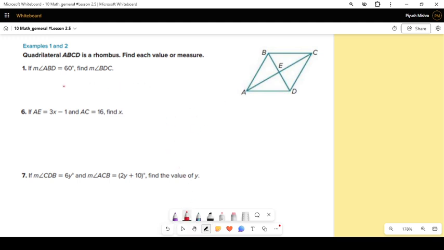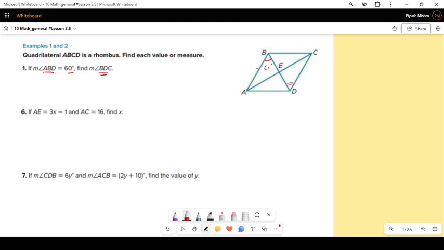Okay, let's start here. It is telling angle ABD is 60 degrees. So you can see this is angle A, this is B, this is D. So this is 60 degrees. I am writing here 60. I have to find this angle BDC. So B is here, D is here, C is here. So I have to find this one angle.